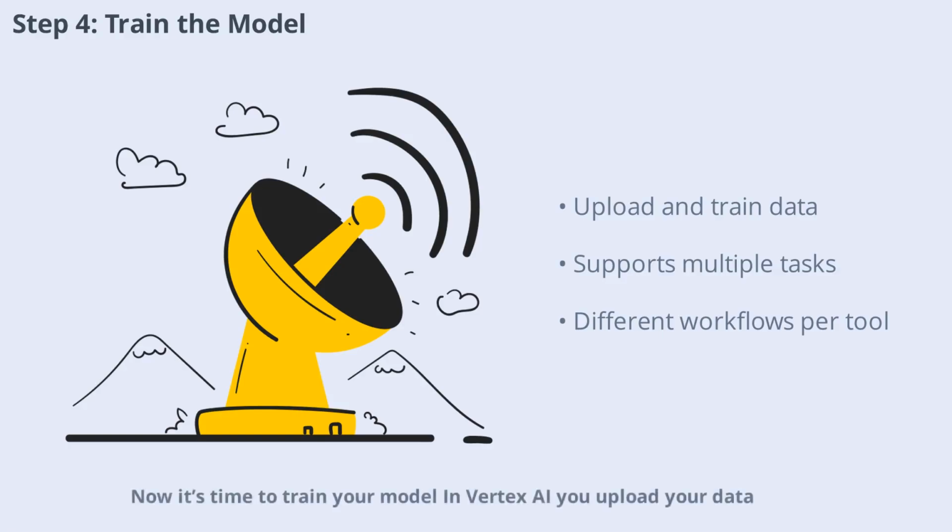Now it's time to train your model. In Vertex AI, you upload your data, create a dataset, train the model, evaluate it, and generate predictions. It supports tasks like binary classification, multi-class classification, regression, and forecasting. AutoGluon stands out for its simple interface and strong tabular performance, using stack ensembling to boost results. AutoSklearn focuses on automated model search and configuration, with features like successive halving and meta-learning. Each tool has its own workflow, but the goal is the same: build a strong model efficiently.